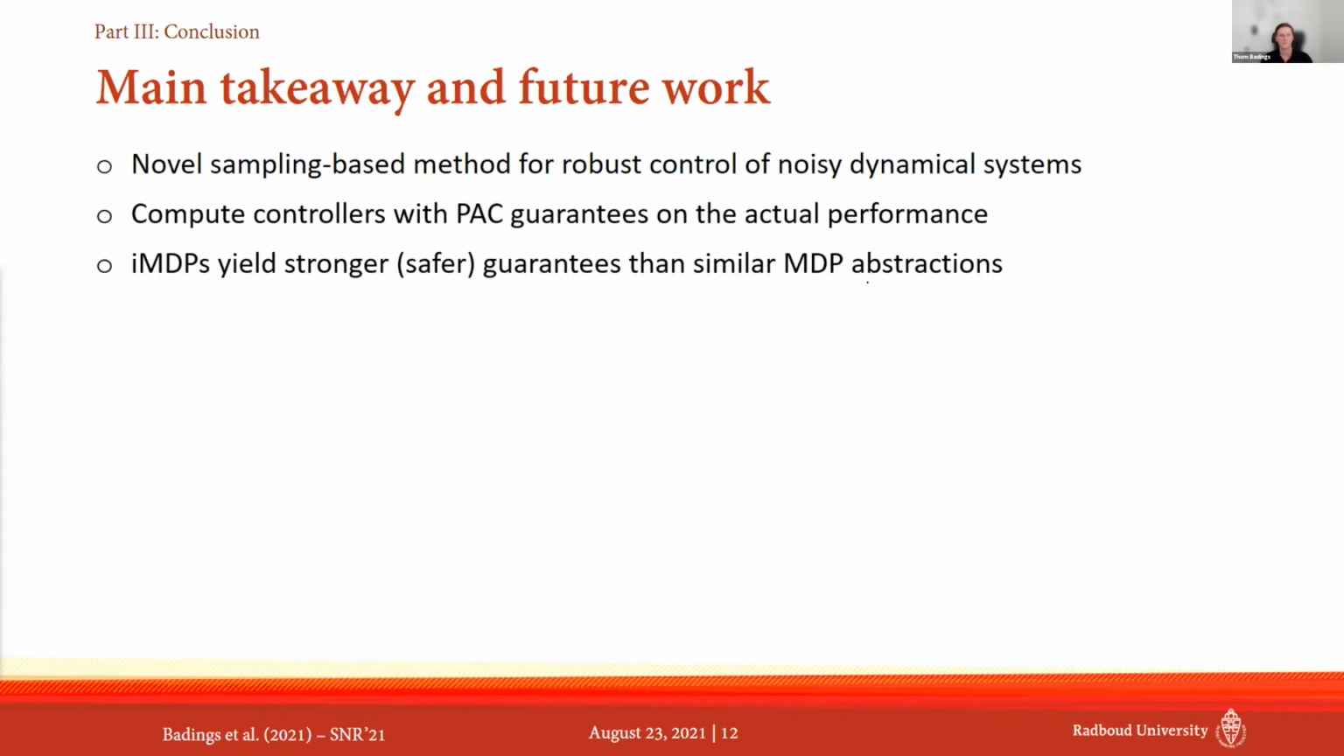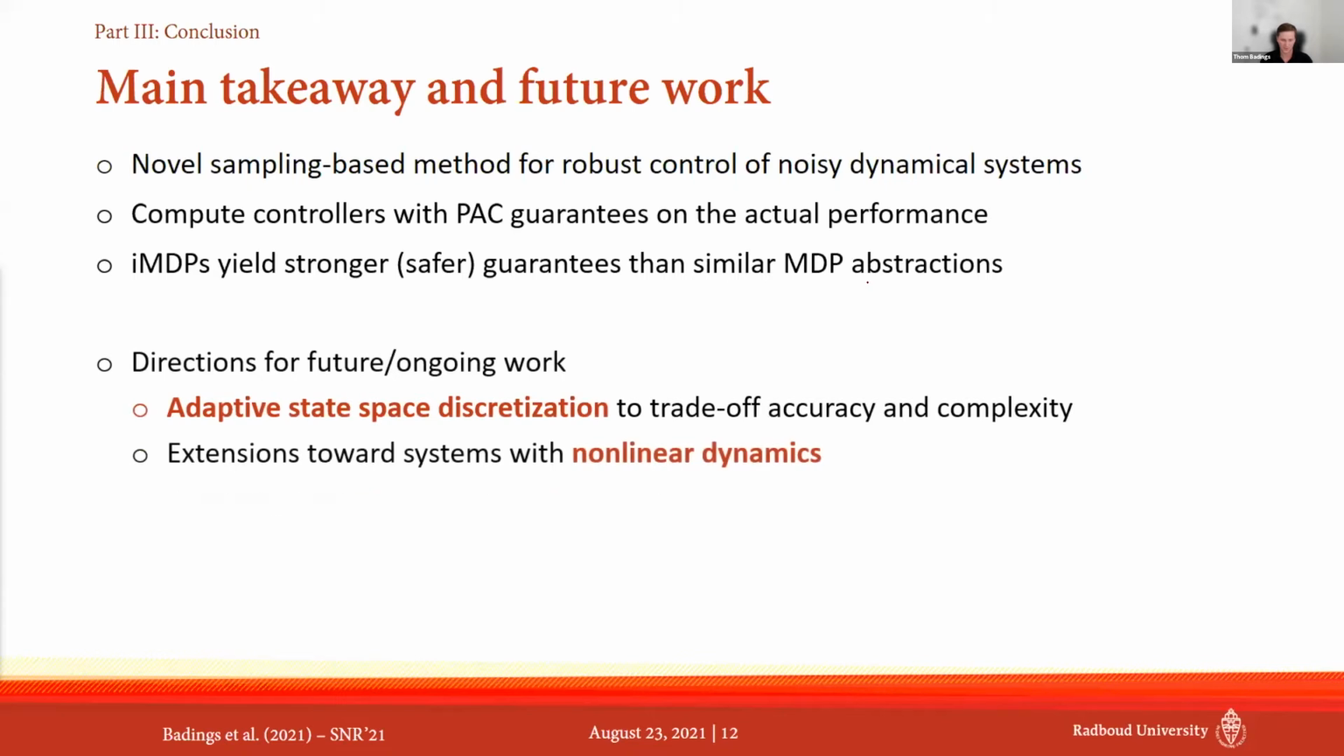MDP abstraction. As a few pointers for current research, we're looking into adaptive state-space discretization schemes, because this would allow a trade-off between the accuracy and complexity of the problem. We're looking into extensions towards nonlinear systems with nonlinear dynamics, and finally also problems with partial state observability.